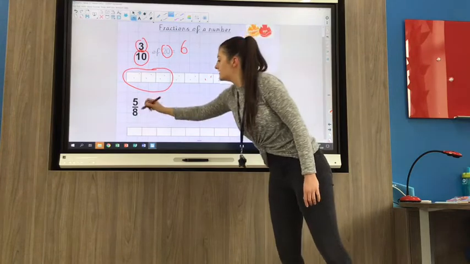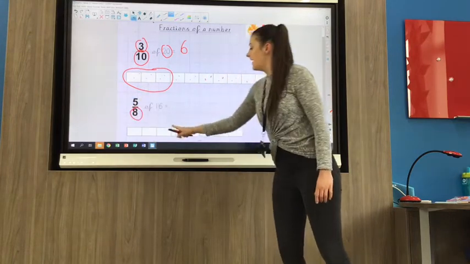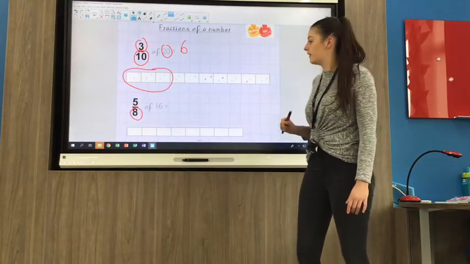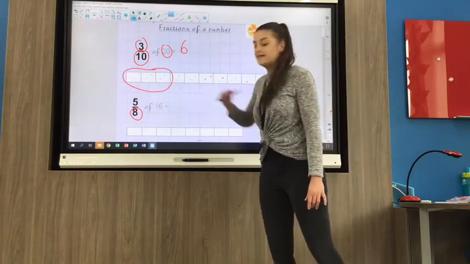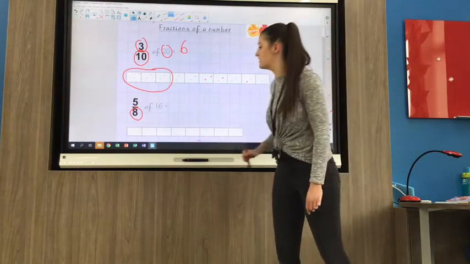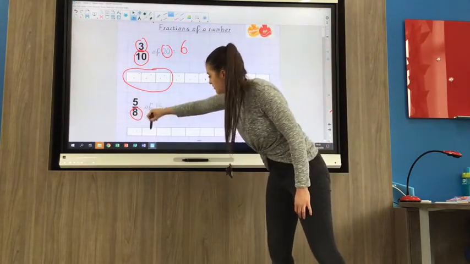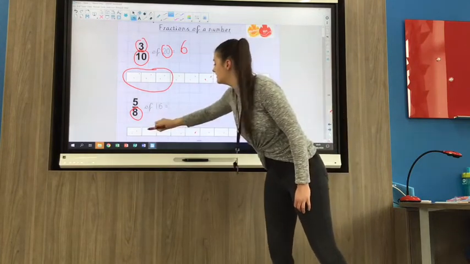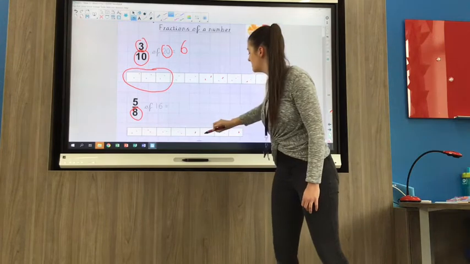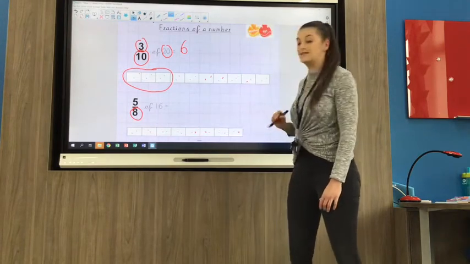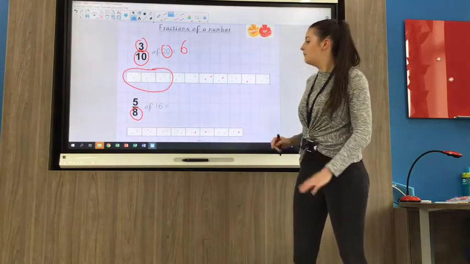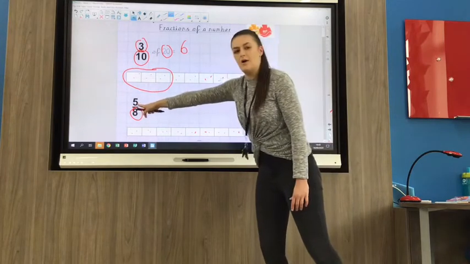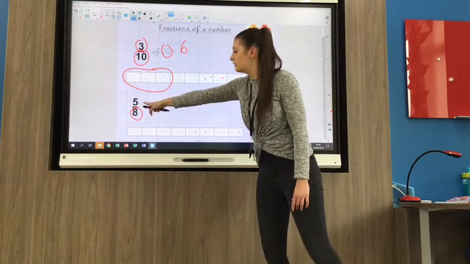So I've got my denominator here telling me how many equal parts I've split this block into. I've got 8, and I need to share my 16 out first. So I'm going to count 1, 2, 3, 4, 5, 6, 7, 8, 9, 10, 11, 12, 13, 14, 15, 16. So I've shared them out, but my numerator, how many parts does it want? Have a look. What's it telling me?